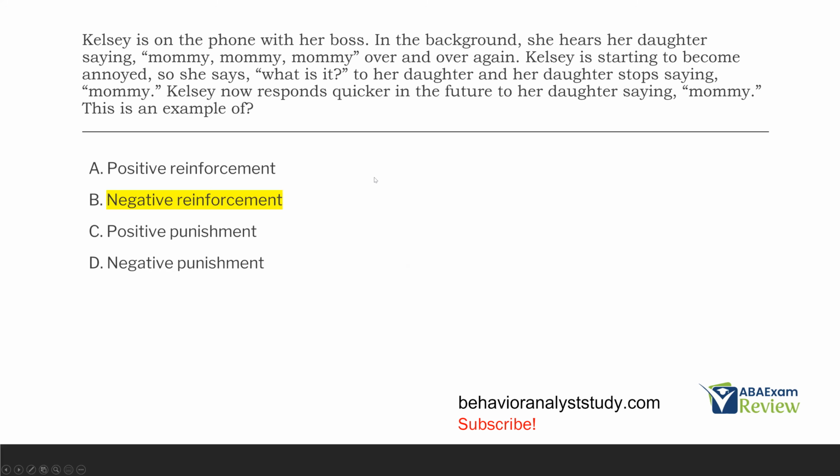If you approach reinforcement and punishment questions like this, can't go wrong. Key always, identify whose behavior you're looking at, what behavior you're looking at, and then the relevant antecedents and consequences. What stimuli was removed? What was added? How did the behavior change? Put them together, you'll get your answer. Kelsey now responds quicker in the future to her daughter saying, "Mommy." This is an example of B, negative reinforcement.